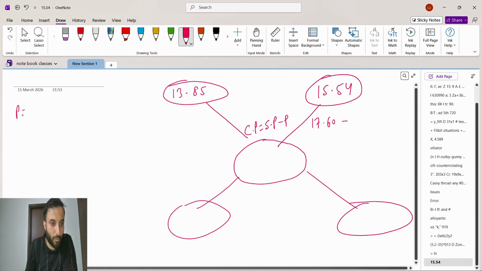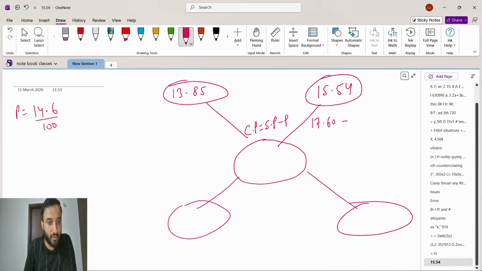So profit, brother, look, profit is what? 14.6% means 14.6 divided by 100 of sale price. Sale price is what? 17.60. So 14.6 divided by 100 into 17.60, 2.56. Profit is 2.56. The cost price you will get is 17.60 minus 2.56, 15.04. The cost price you will get is 15.04.